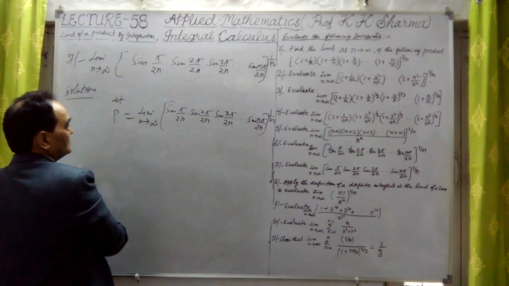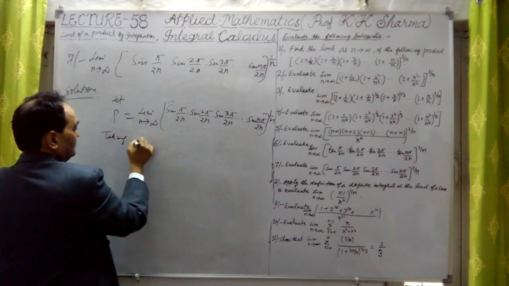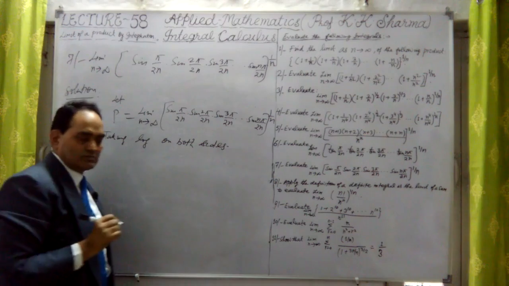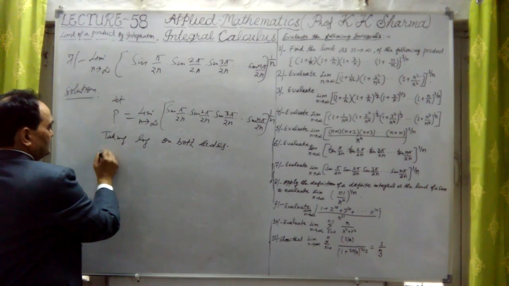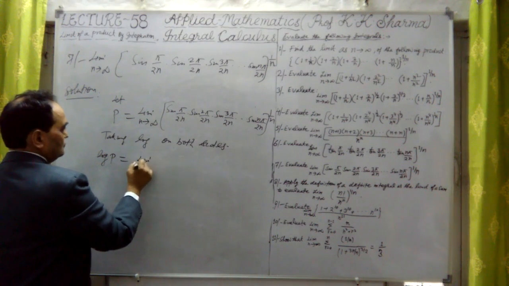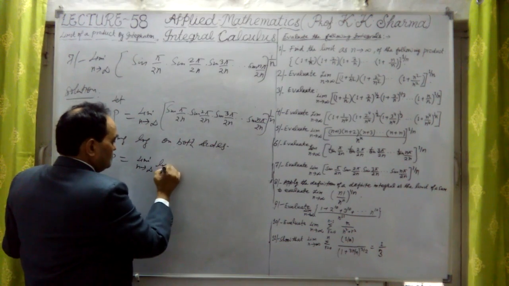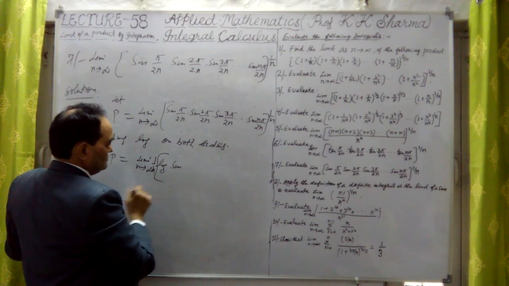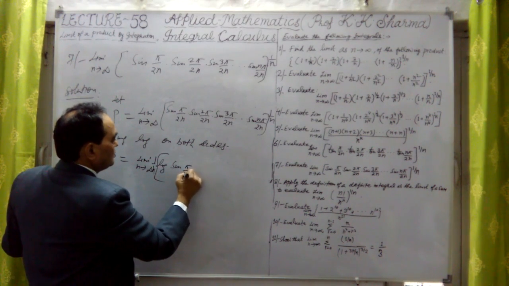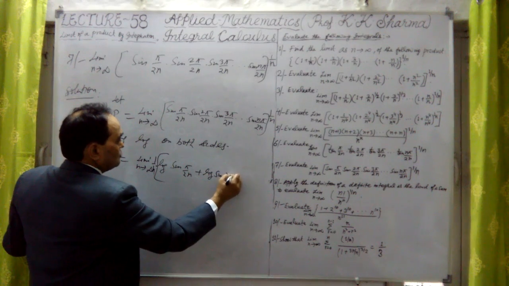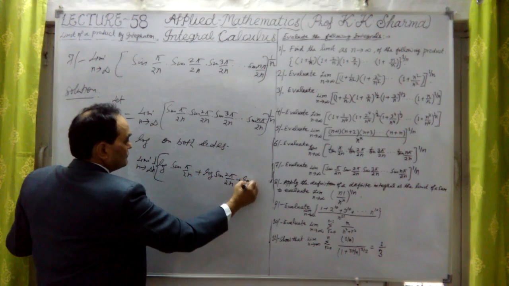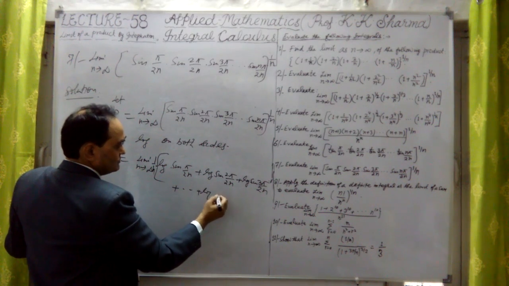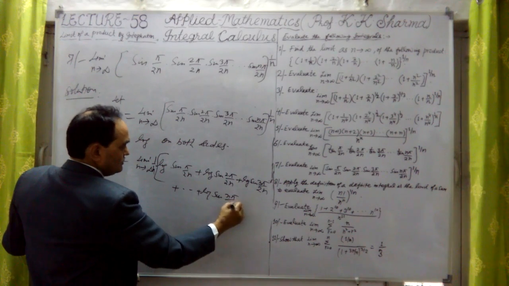Now, taking log on both sides. Log p on the left hand side is equal to the limit as n tends to infinity of 1 upon n, sorry, I forgot that again, times the bracket: log of sine pi upon 2n plus log of sine 2 pi upon 2n plus log of sine 3 pi upon 2n, and so on, plus log of sine n pi upon 2n.